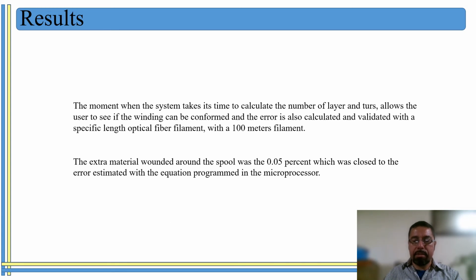And we tried the system using filaments of 100-meter long. And we could notice that the amount of waste that we had winding the optical fiber filament was really small. Like in this case, for example, the error was 0.05%, and so the waste that we have winding with the system is really small, which is acceptable for us.